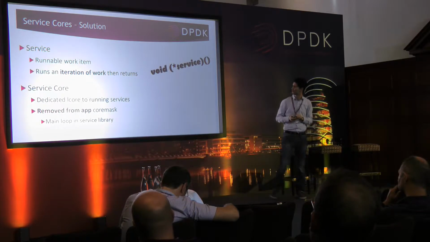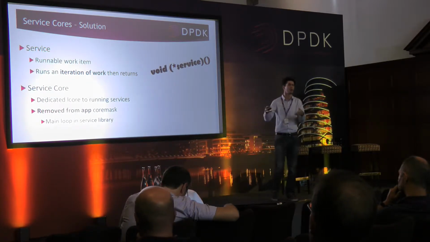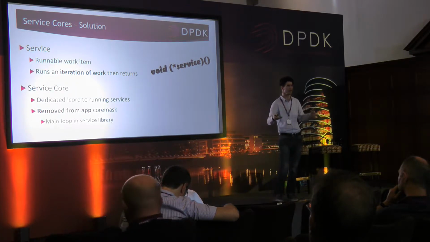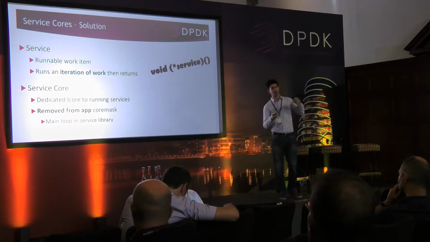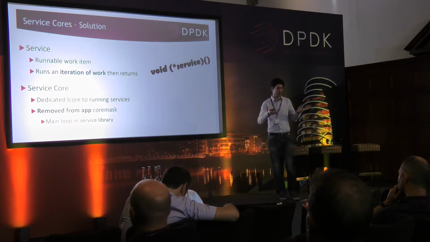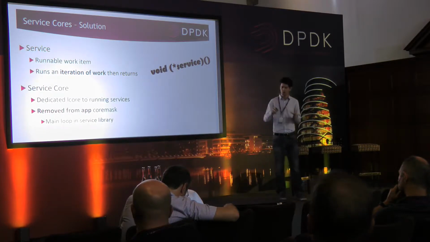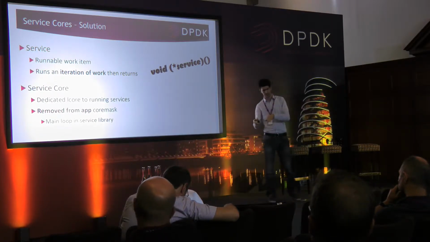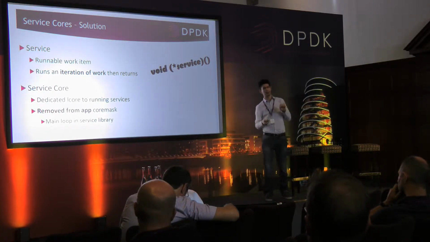Then we'll talk about a service core. So the service itself is a callback function that needs to be called periodically in order to have our DPDK application perform its function, whereas the service core is an L core, typically just an ordinary DPDK EAL L core, that's dedicated to running services. So there's an important distinction here: this L core is dedicated to running services. It's not available to the application. In bold here, it's removed from the application core mask.